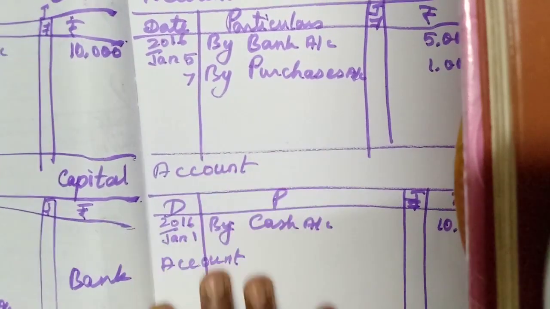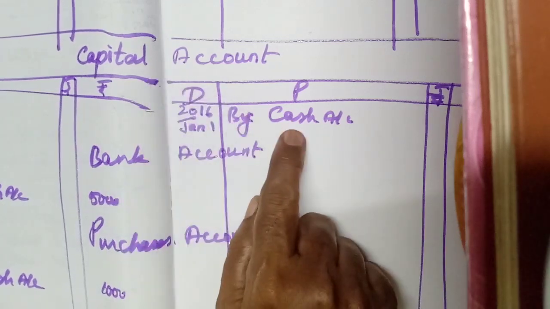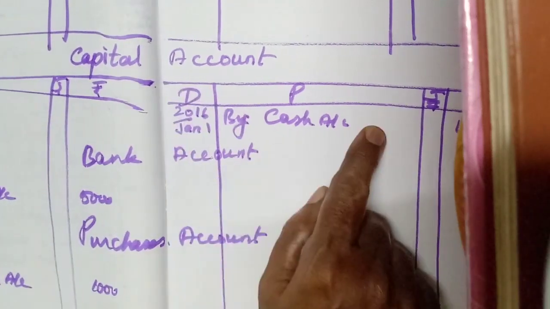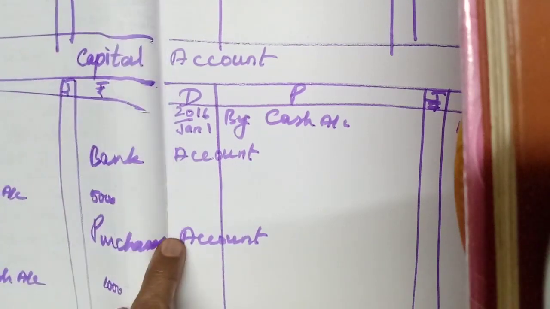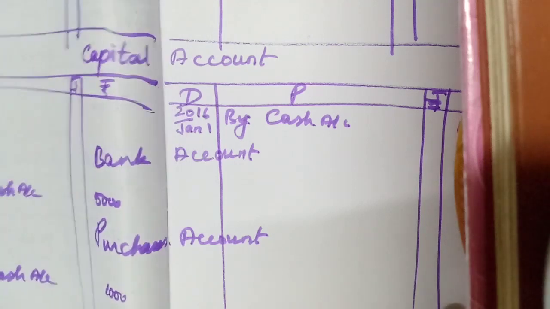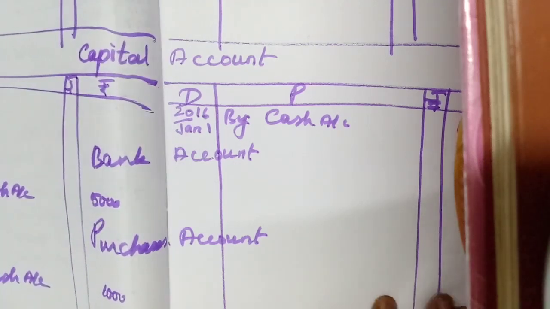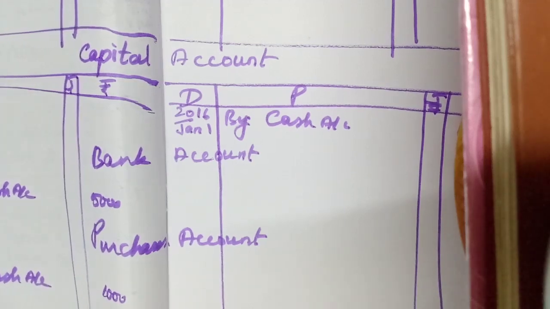Then the second account, capital account. Capital is credited, so credit side by cash account. Then bank account debited to cash account. Then purchases account debited to cash account. That's it. So you should learn this. I have taught this one a second time.